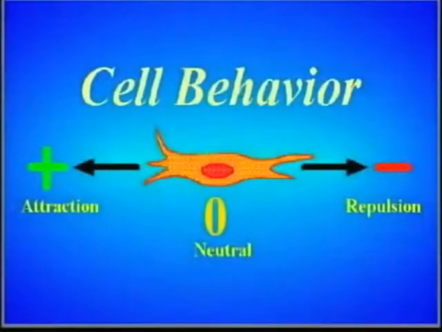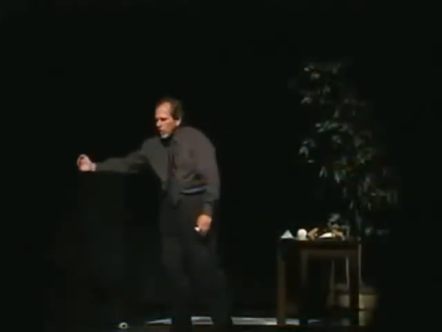The cell can move toward a signal, the cell can move away from a signal, and the third one is that a signal can be made in the environment, but the cell ignores it because it's not relevant. So there's actually 3 different movements: moving forwards, moving backwards, or not moving at all. Does that make sense? I mean, you can see it, right?